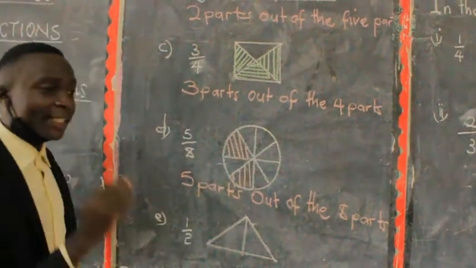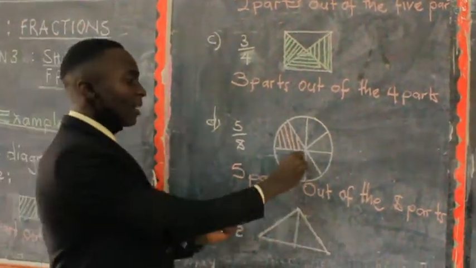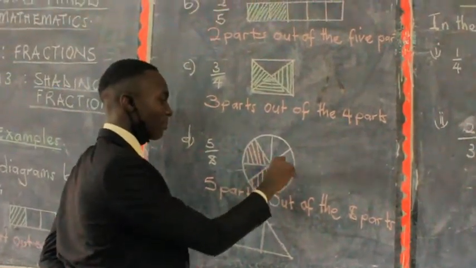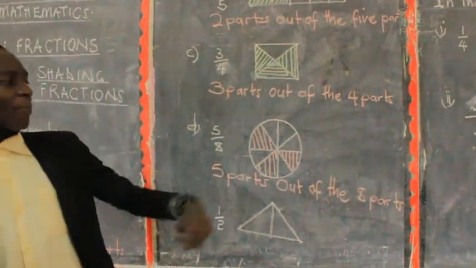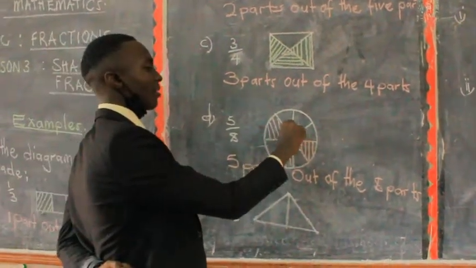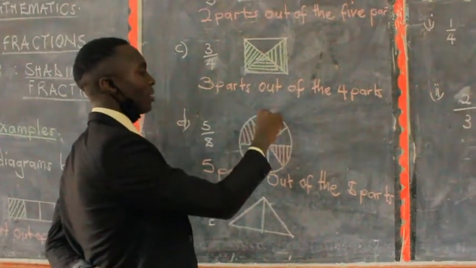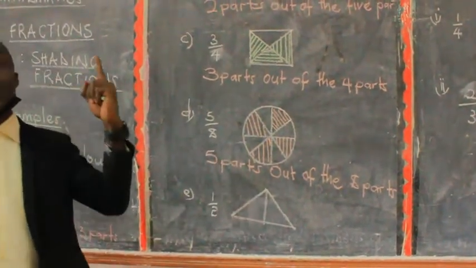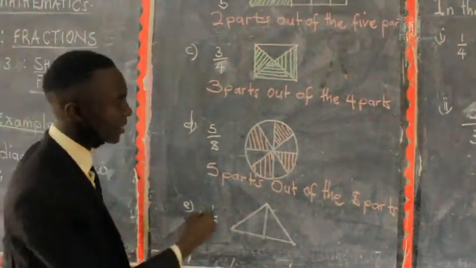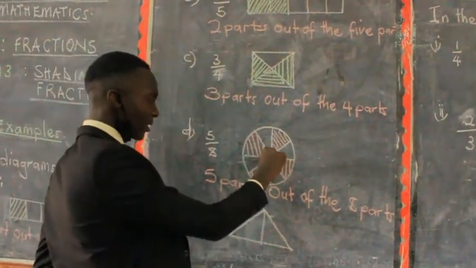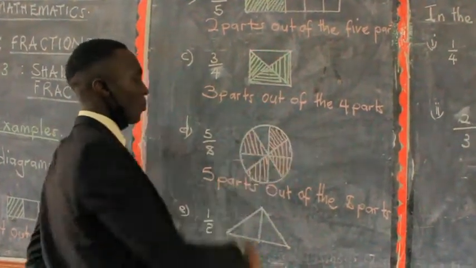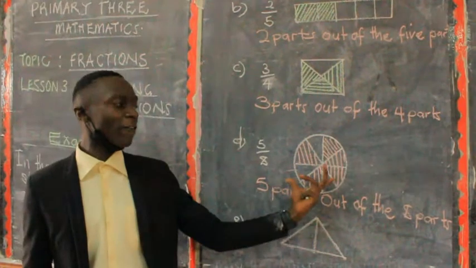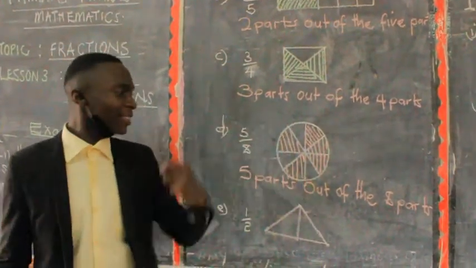We have to make sure that we shade only 5 parts. So these are 2 parts. We go to the next one. 3 parts. Those ones become 4 parts. 1, 2, 3, 4. It means that we are remaining with only 1 part. So let us pick 1 part such that we get 5 parts. So this simply means that we have shaded 5 parts out of the 8 parts.